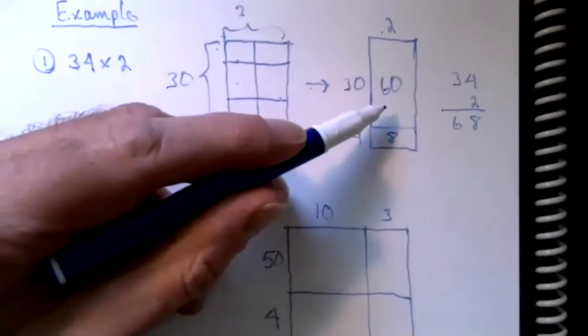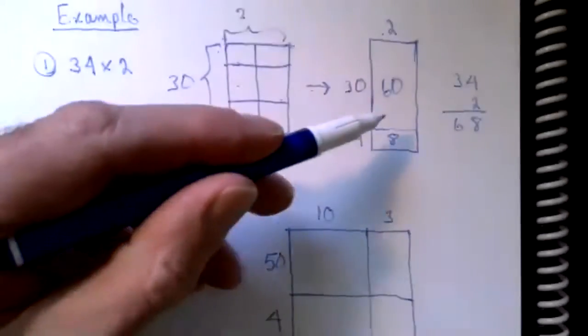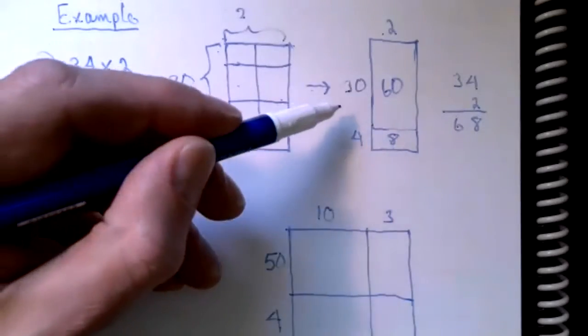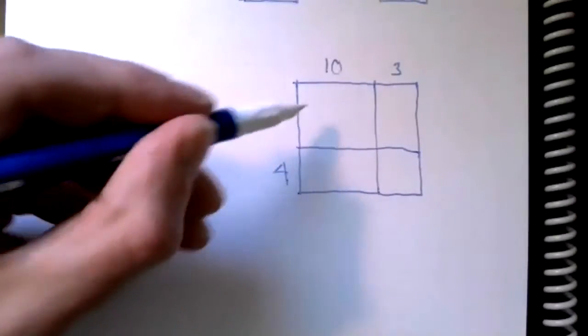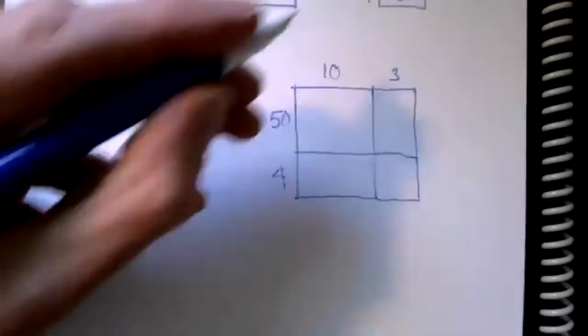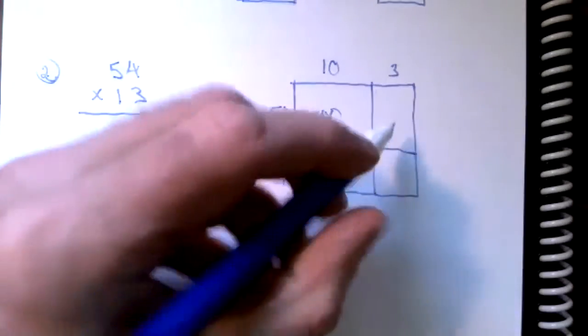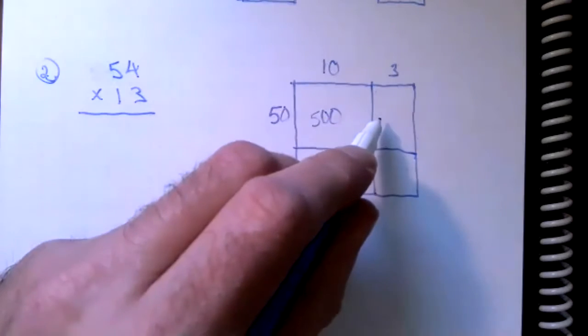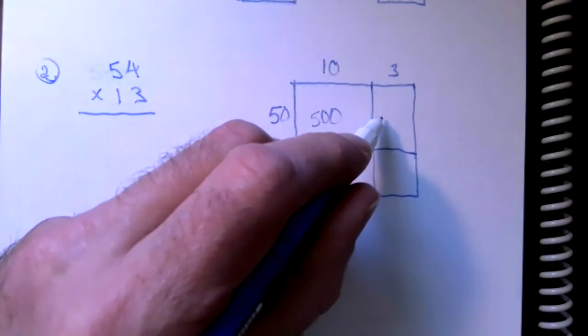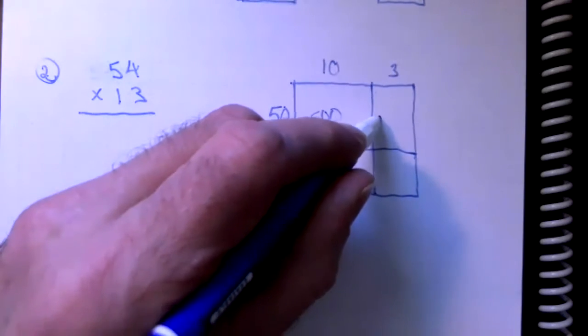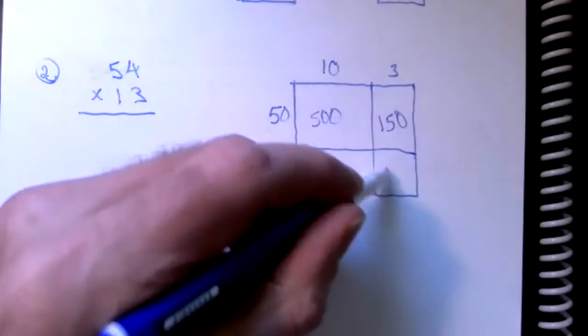Right? Why? 500. Yeah, 500, right? Because think about why this was a 60. It's 30 times 2. 30 times 2 is 60. So this block should be 50 times 10. 500. How about here? 150. 150, right? 50 times 3. This would be 40, and this would be 12.